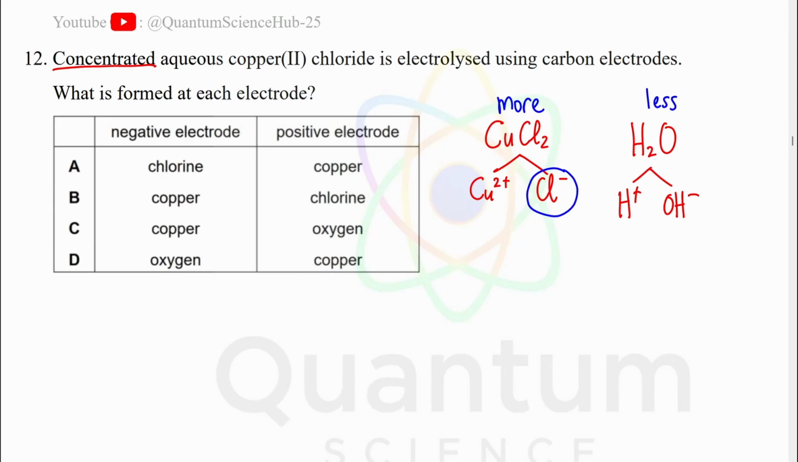For positive ions, which are attracted to the negative electrode, it is based on the metal reactivity series, right? And we take the lower position. So if you check the metal reactivity series one more time, hydrogen is above copper. So hydrogen, copper, silver, gold, right? So copper is in here. That's why we are choosing copper ions, which are attracted at the negative electrode, right? So for the negative electrode, it is copper, and for the positive electrode it is chlorine. So the correct answer here is B.